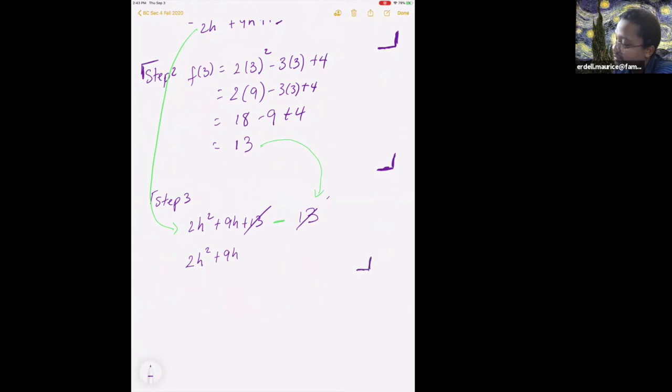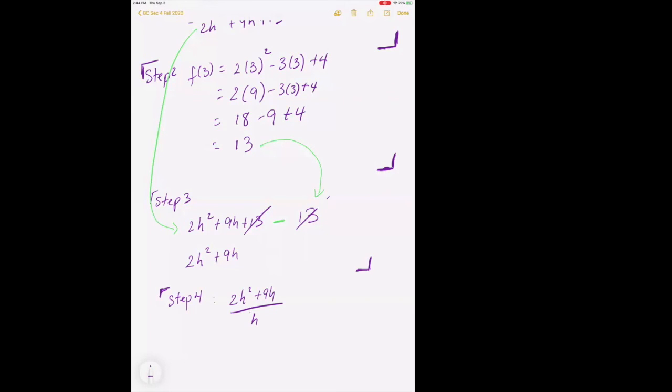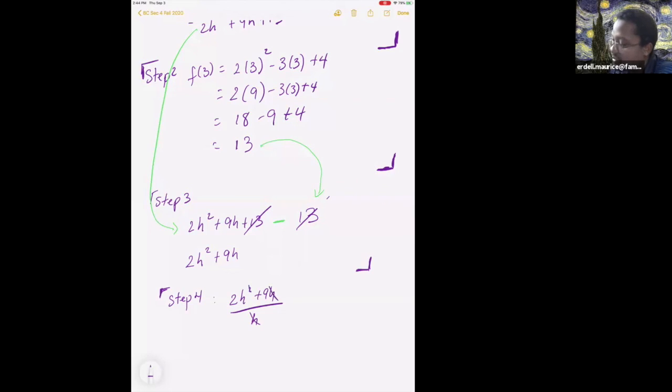See, like I tell you, every time you do a step, it gets shorter and simpler. And then the last step, step number 4, of our simplification process is to divide by h. So you take the 2h squared plus 9h, and you divide that by h. When you divide by h, what happens? The h's cancel out. So this h and this h all go away, and that leaves me with 2h plus 9.